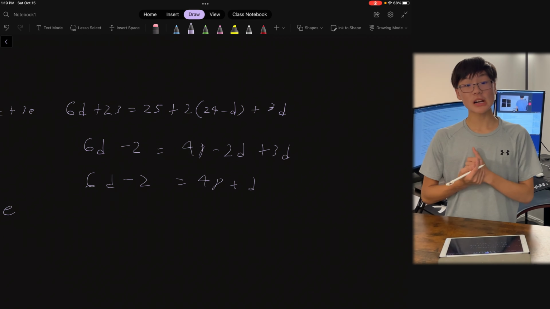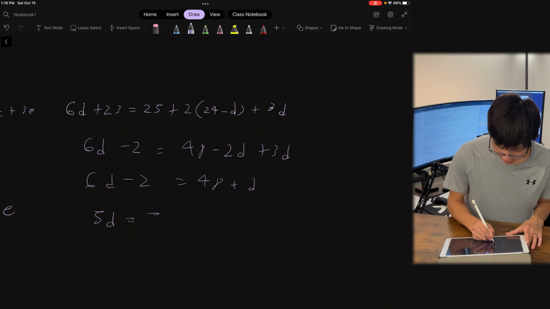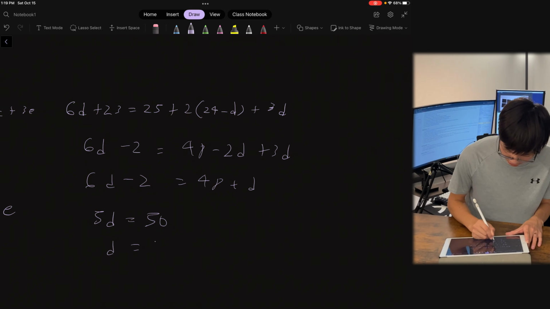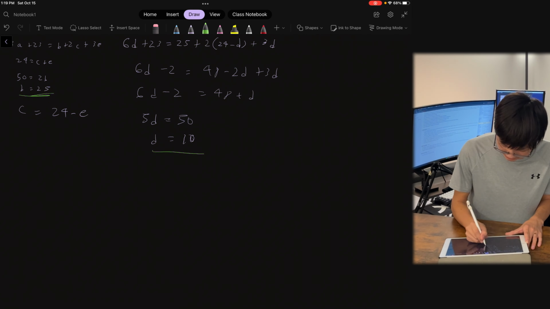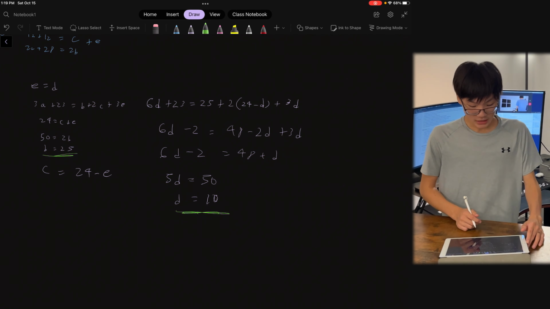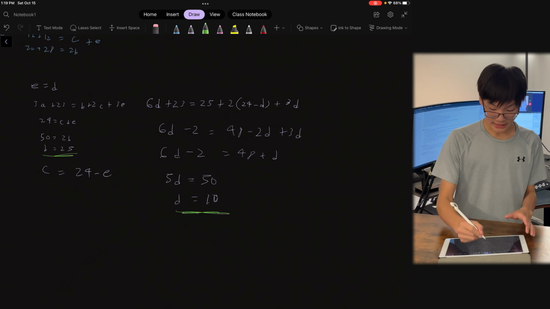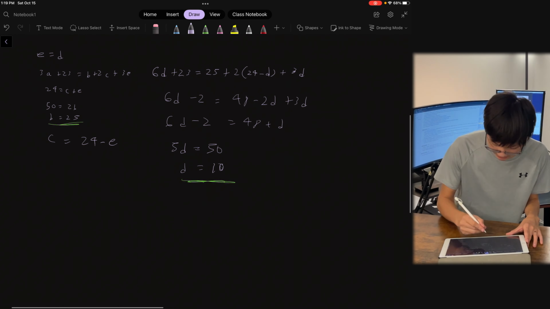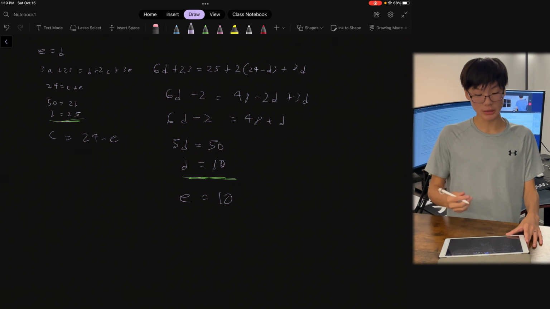And now from here, we can subtract D from both sides and add 2 to both sides, which will give us 5D equal to 50, giving us D is equal to 10. There we go. Let me put a line underneath this so that we know that that is one of our coefficients. So now we know B and D. Well, what else can we find out? Well, remember that E is going to be equal to D, right? So E is going to be equal to 10 too, because if D is equal to 10, E is equal to 10.